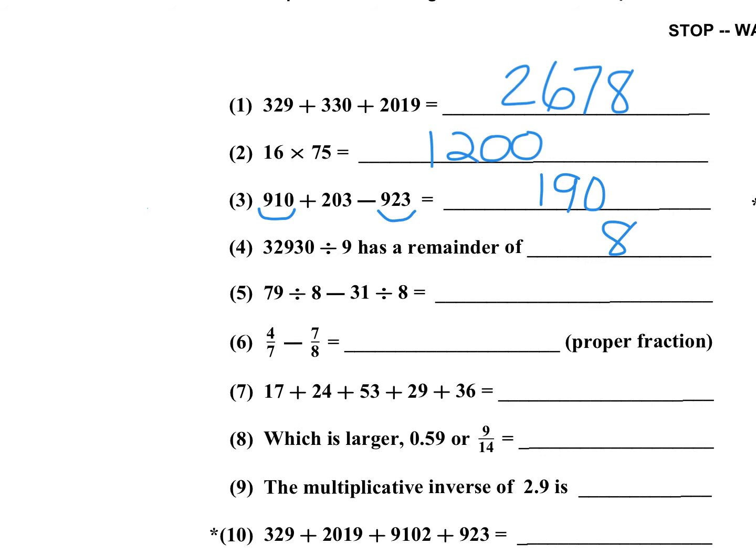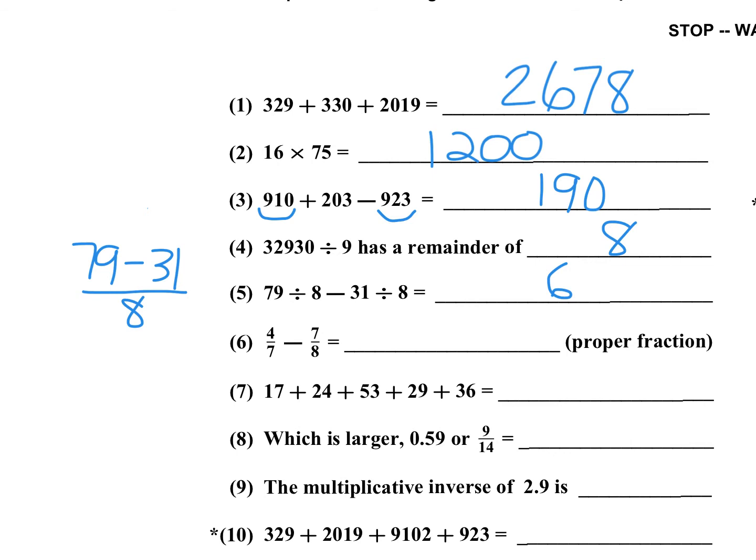For number 5, you have 79 divided by 8 minus 31 divided by 8. Since both of those are being divided by 8, I can factor out that divided by 8. And so what I'm going to do is write 79 minus 31 and then take that answer and divide it by 8. What is 79 minus 31? That would be 48. What's 48 divided by 8? That would be 6. So for number 5, the answer is 6.